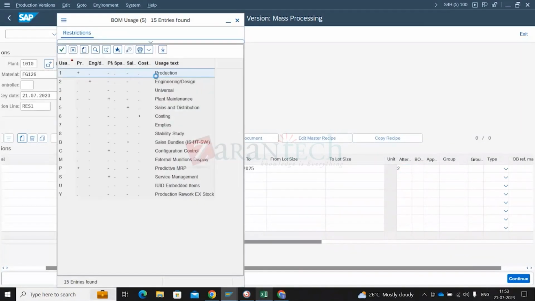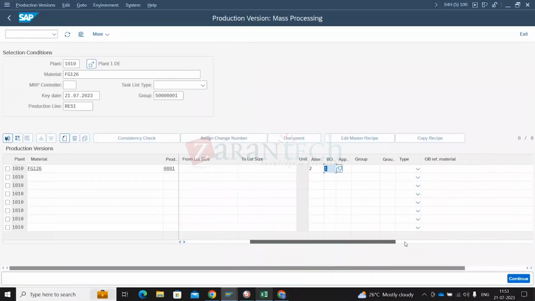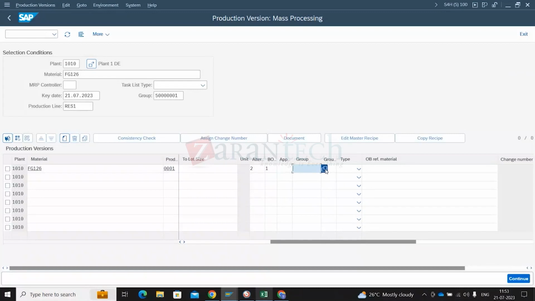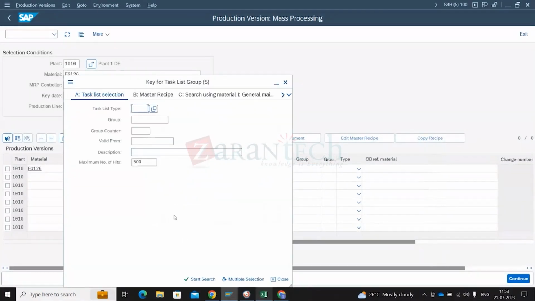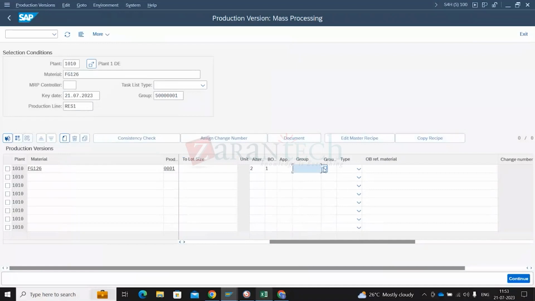Yes. Second one is the production BOM type. And then we have a grouping. So here we should be able to select the recipe that we created just now. Task list selection. Master recipe. Master recipe, my bad.